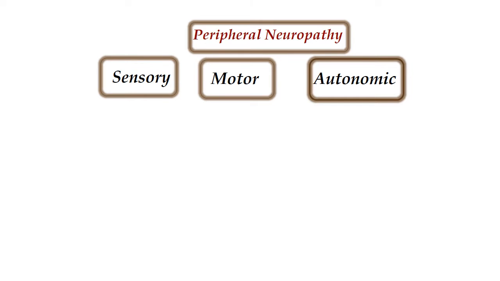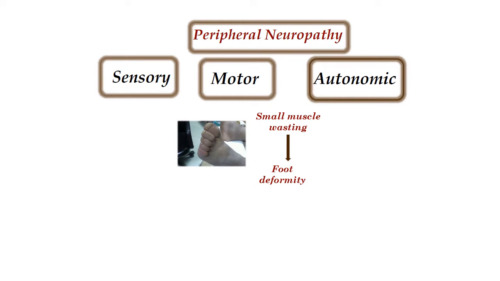The second manifestation of peripheral neuropathy is motor neuropathy. Motor neuropathy results in small muscle wasting, leading to foot deformity. One of the most common manifestations of small muscle wasting is this type of deformity, called the claw toe or the hammer toe, and this is an arched foot.